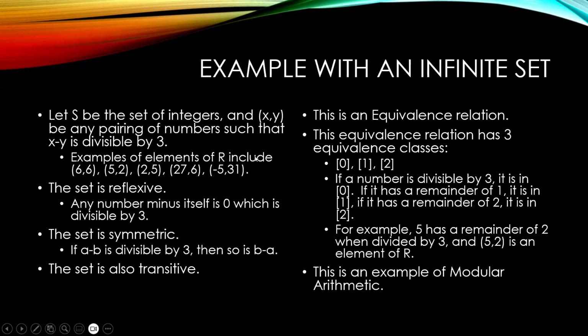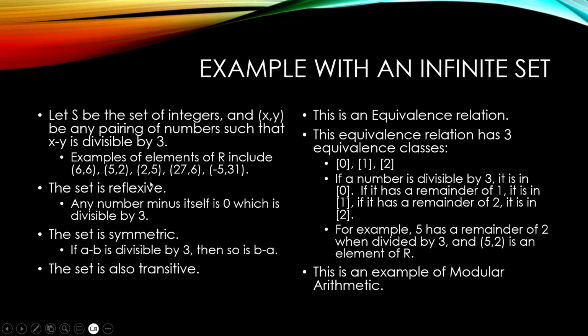So examples of elements in R include 6, 6, because 6 minus 6 is 0, and 0 is divisible by 3. 5, 2. Well, 5 minus 2 is divisible by 3. 2, 5. 2 minus 5 is going to be negative 3, which is divisible by 3. 27, 6, negative 5, 31. There are a lot of elements, an infinite number of elements in this relation.